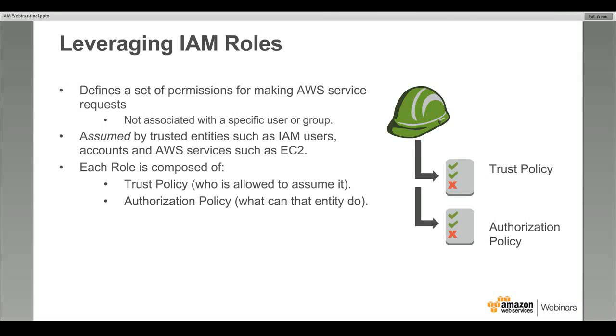Roles are assumed by trusted entities such as IAM users, AWS accounts, AWS services, such as EC2, and the roles themselves have two components in them. They have the trust policy, which is a new concept, which dictates who exactly are those quote-unquote trusted entities that are allowed to assume that role. And the second part is the authorization policy, which is very much along the lines of user and user group policies, which govern what the user can do once he has assumed that role.